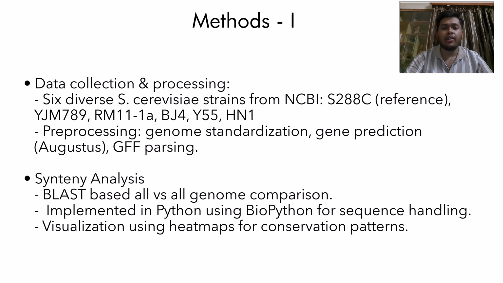We carefully validated these predictions by comparing them to known annotations for the reference strain and by checking for features like proper start and stop codons, realistic gene lengths, and the absence of premature stop codons. After gene prediction, we parsed and standardized the GFF annotation files which contain information about gene locations and features. We developed custom parsers to extract relevant information from these files and to ensure consistent formatting across all strains. We also translated the predicted genes to protein sequences for the functional annotation.